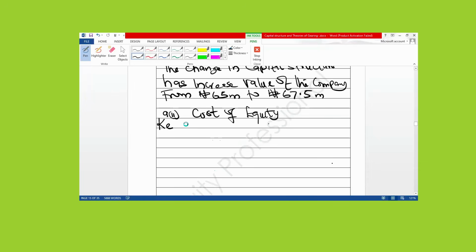Cost of equity of geared is equal to cost of equity of ungeared plus, open a bracket, cost of equity of ungeared minus cost of debt, close the bracket, value of debt over value of equity, bracket 1 minus the tax rate.